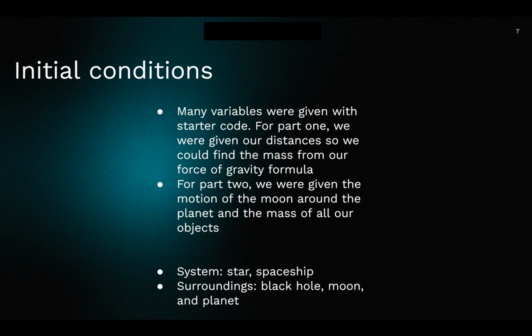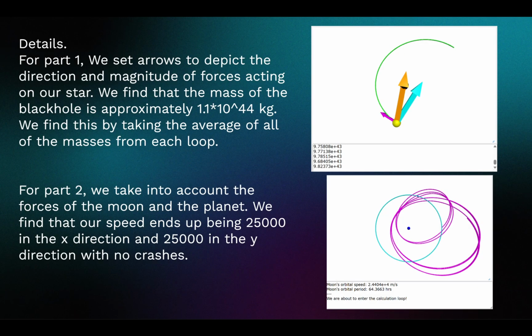Initial conditions. Many variables were given with the starter code. For part 1, we were given our distances so we can find the mass from our force of gravity formula. For part 2, we were given the motion of the moon around the planet and the mass of all our objects. The system was the star and the spaceship, and the surroundings were the black hole, moon, and planet.